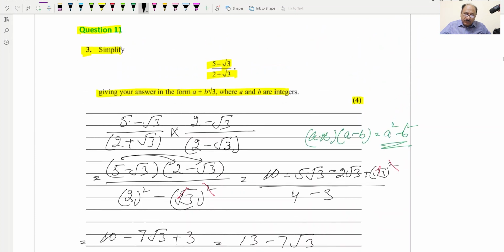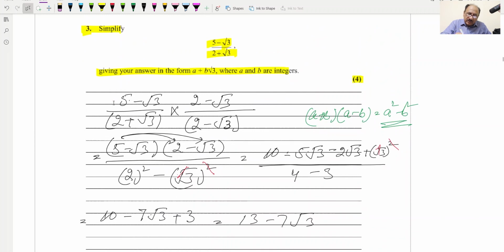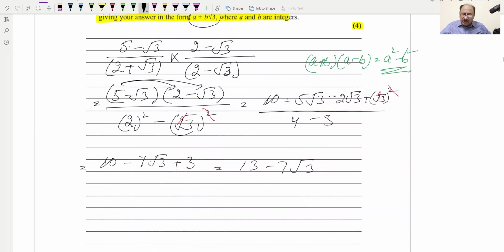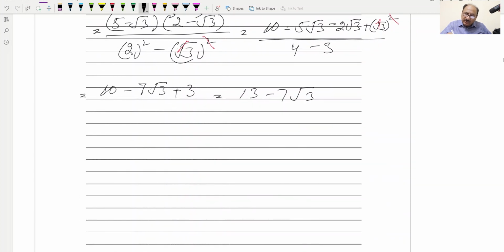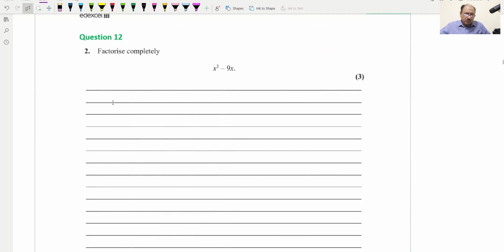But if we compare this, they are saying a plus b under root. So the a value will be 13 and the b value will be minus 7. These are the a and b values, and this is our final answer which is required. Hopefully you understood this.